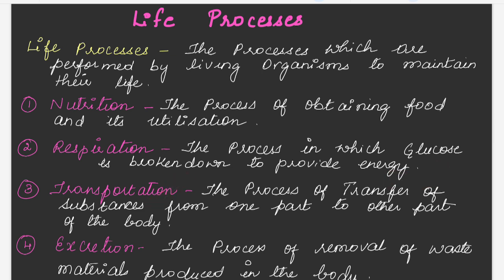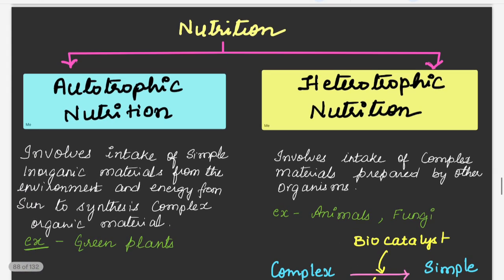Third is transportation, the process of transfer of substances from one part of the body to another part of the body is called transportation. Example, blood. What is the function of the blood? The function of the blood is to carry oxygen from one cell to another cell. That is called transportation. And fourth is excretion. The process of removal of waste materials produced in the body is called excretion. In this video, particularly we will study about nutrition.